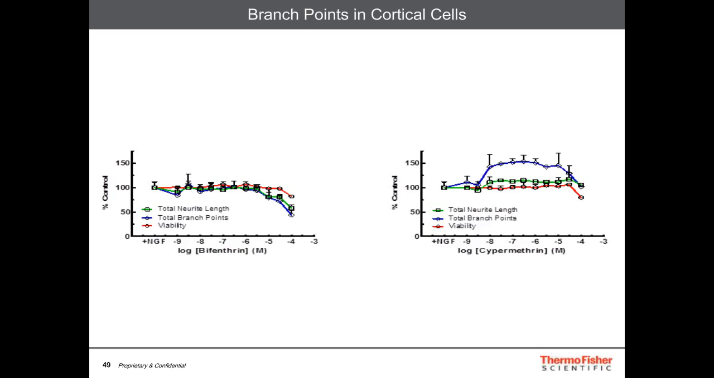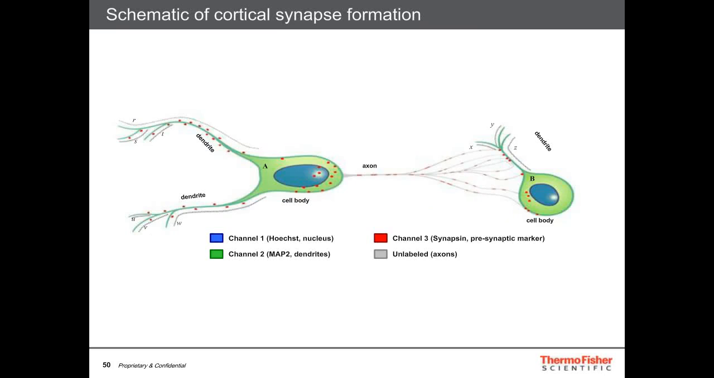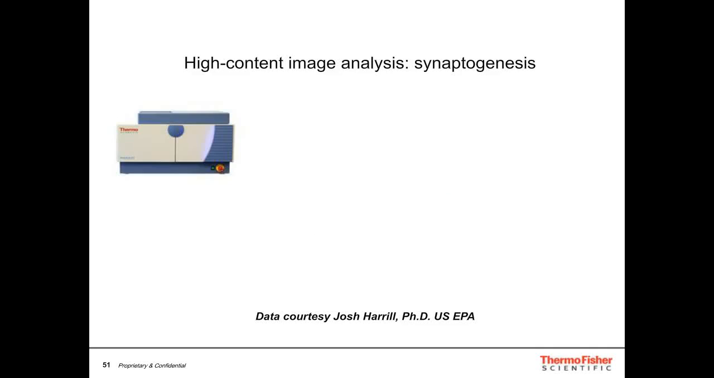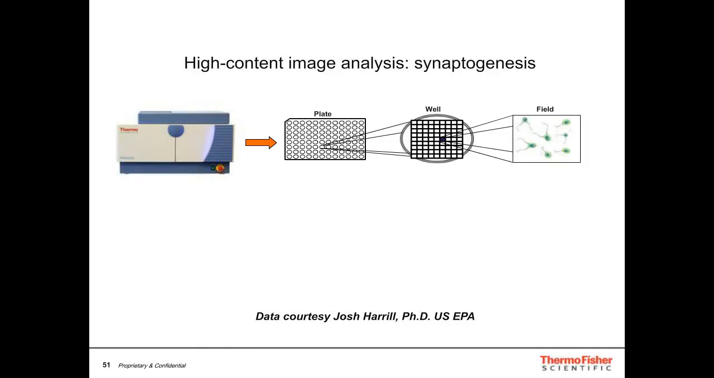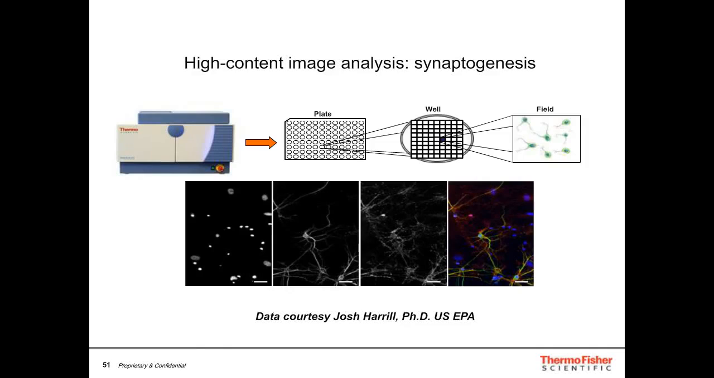So bifenthrin, when we look at bifenthrin at all dose responses, it's not until we get to the higher concentrations that we see a decrease in both total neurite length as well as branching. However, for other compounds like cypermethrin, another one of these pesticides, notice that only branching shows a change. Neurite outgrowth and viability are relatively unchanged at all concentrations tested. And what that shows us is that if we evaluate other endpoints, such as branching, we're able to increase the sensitivity of our assay so that we're not missing any compounds that may be causing toxicity.